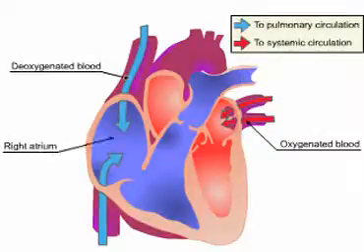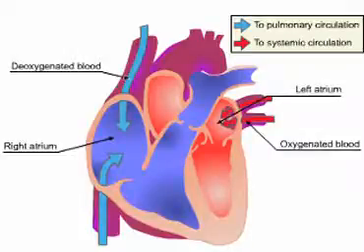The right atrium is filled by veins that carry deoxygenated blood from the body, and the left atrium is filled by the pulmonary veins which carry oxygenated blood from the lungs. The atria are now filled with blood, while the ventricles are relaxed. Some blood flows passively from the atria to the ventricles at this time.